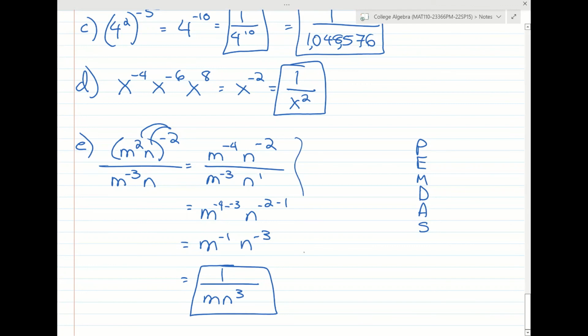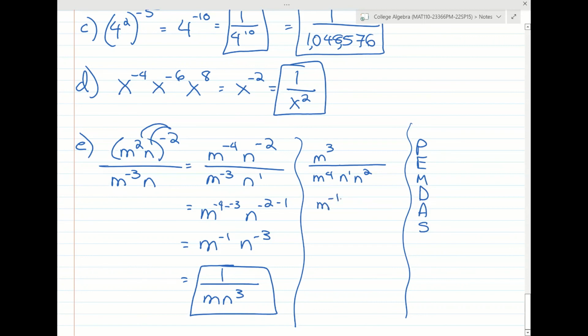Absolutely. Let's see if we get the same answer. You should, as long as you're following the rules correctly. So if we swap them, this would be m to the 3rd over m to the 4th. And then we would have n to the 1st here, n to the 2nd here. So let's just see if this all works out. M to the 3rd divided by m to the 4th would be m to the negative 1st times 1 over n to the 3rd, which is exactly the same answer.